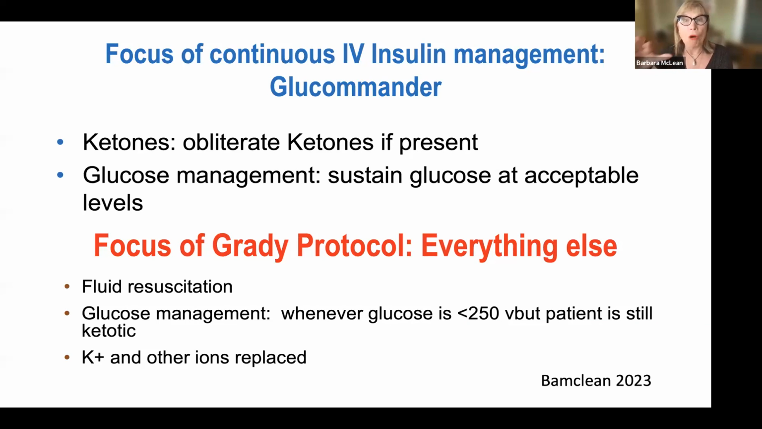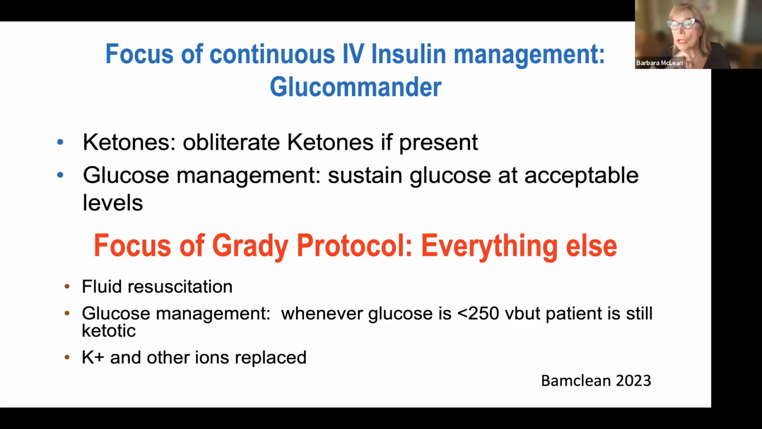So again, the focus of continuous IV insulin management utilizing the Glucommander is that the Glucommander is actually going to adjust insulin to help manage the glucose and bring it into an acceptable level, which is the target range. And we are going to pay attention to the anion gap because we, of course, want to obliterate ketones. Everything else is part of the Grady protocol.